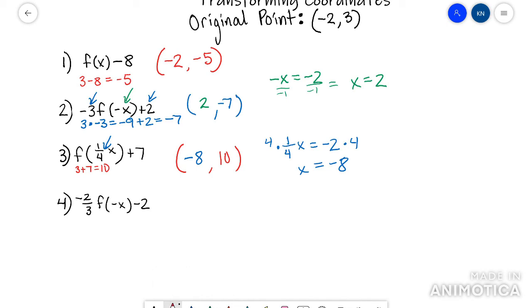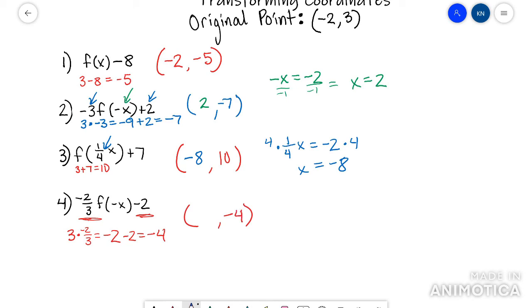Okay, and then this last one, I'm going to start on the outside first, so this and then this. Take your y, so 3, and do what it says. It's saying to times by -2/3. Well, that gives me -2. Then it says to subtract 2. Now I'm at -4. So that's going to be the y part of my answer.